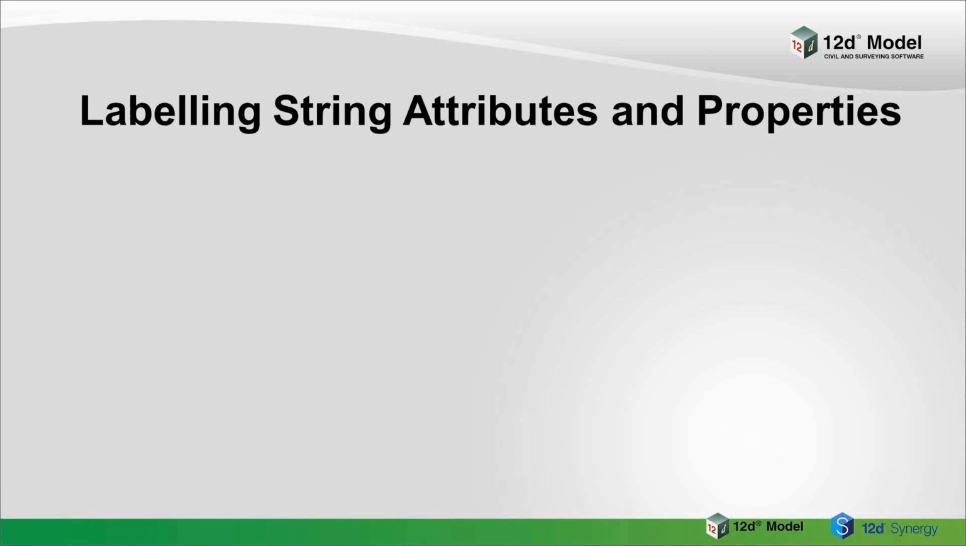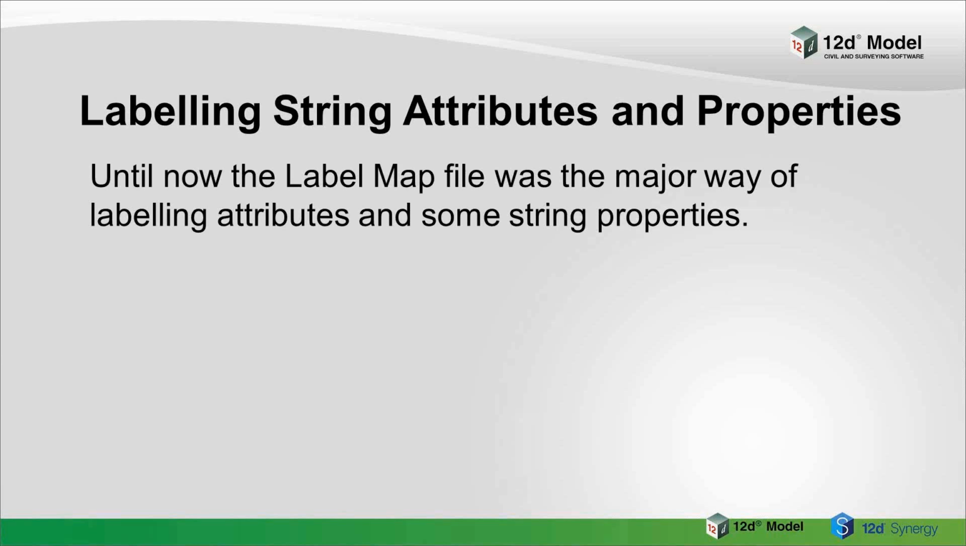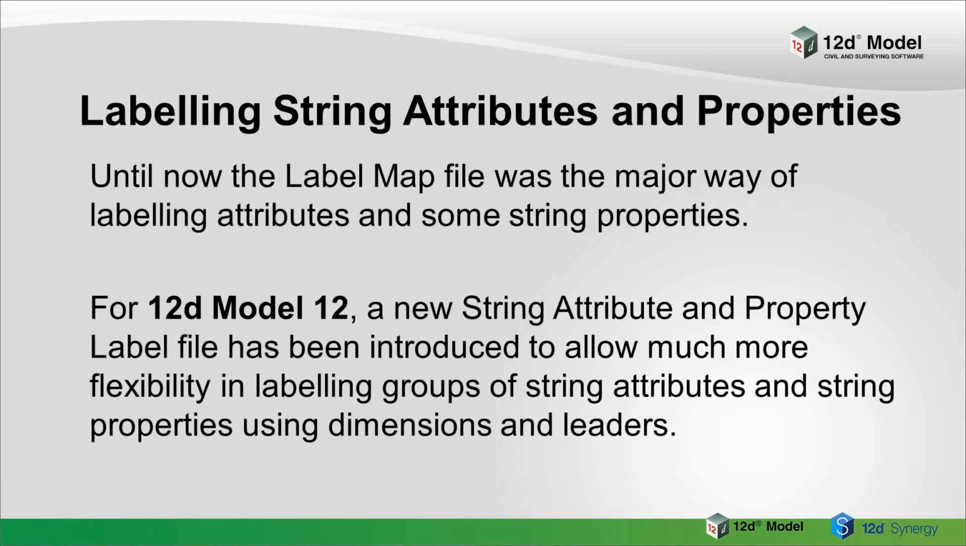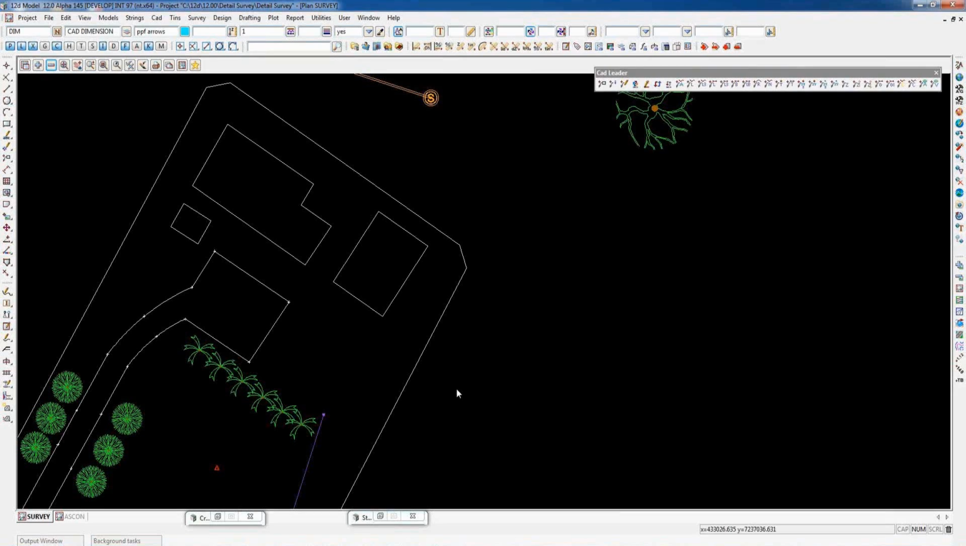Thanks, Pete. Now we're on just the last little section for today, and this is now we've had all these attributes and things and properties. Now how can we actually label them? So we had a label map file up to version 11, but we've now introduced a new thing called a string attribute and property label map file. You can be more flexible, and it also uses dimension and leaders. I'll get Peter to show that one as well, since it's easier to show it than to try and talk. This new option in V12 will be an extension of the label map file.